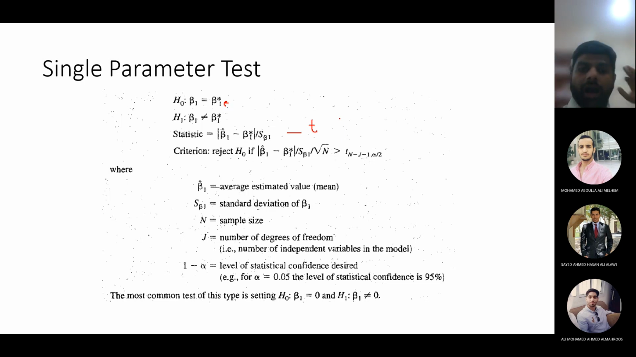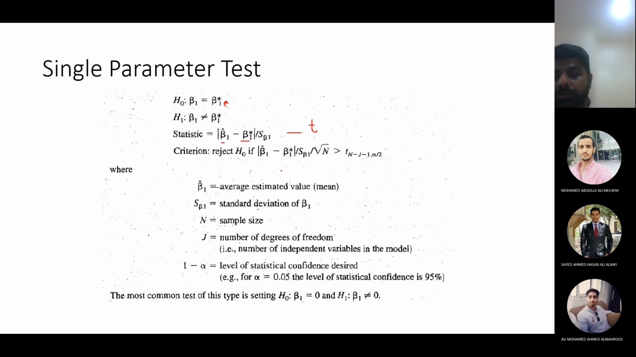So how do we calculate the T statistic for a parameter? It is beta 1, which is coming from the model, minus beta 1 static, the value which you want, upon the standard deviation of beta. S beta 1 is the standard deviation of beta. They also call it a standard error. Standard error and standard deviation mean the same thing. So beta 1 cap, the value of the model, minus beta 1 static, the value you are claiming, upon the standard deviation of beta 1. This is a T statistic.